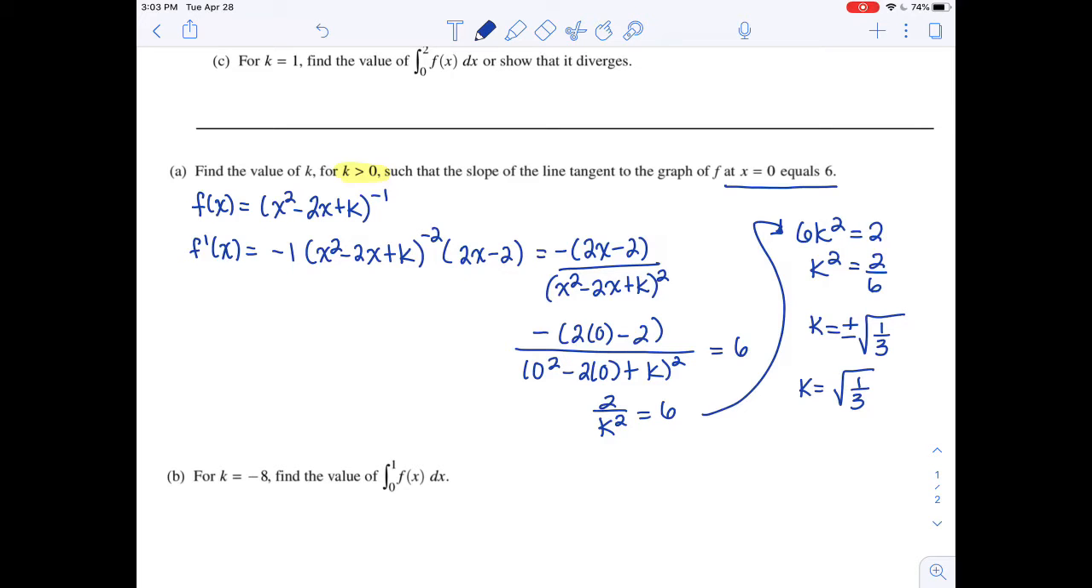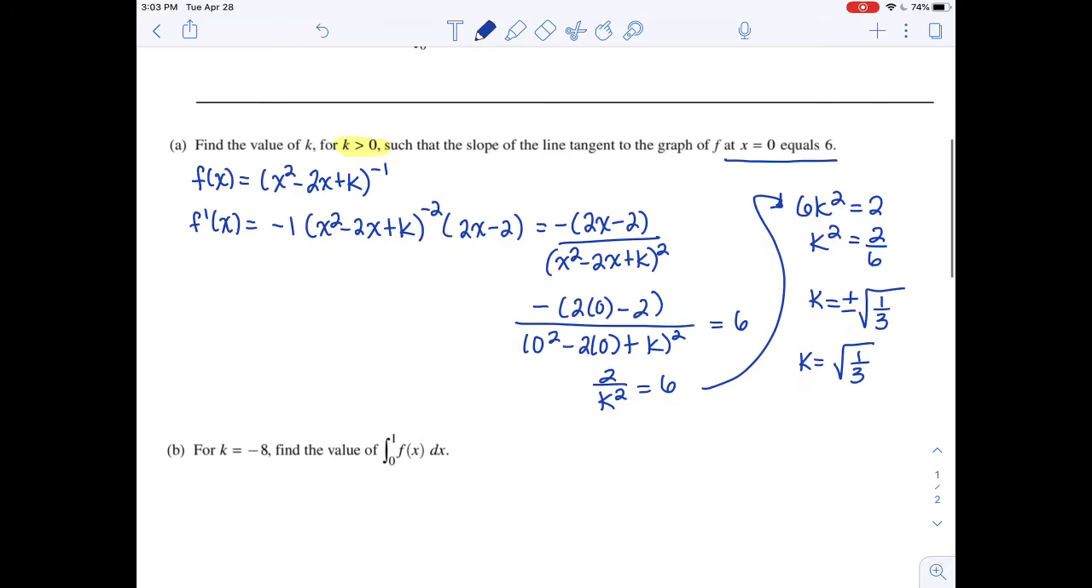Again, remember when it comes to writing arithmetic answers, you do not have to simplify. You don't have to rationalize. You don't have to make it so that you have a radical just on the bottom. That is fine to leave it as k equals the square root of 1/3.